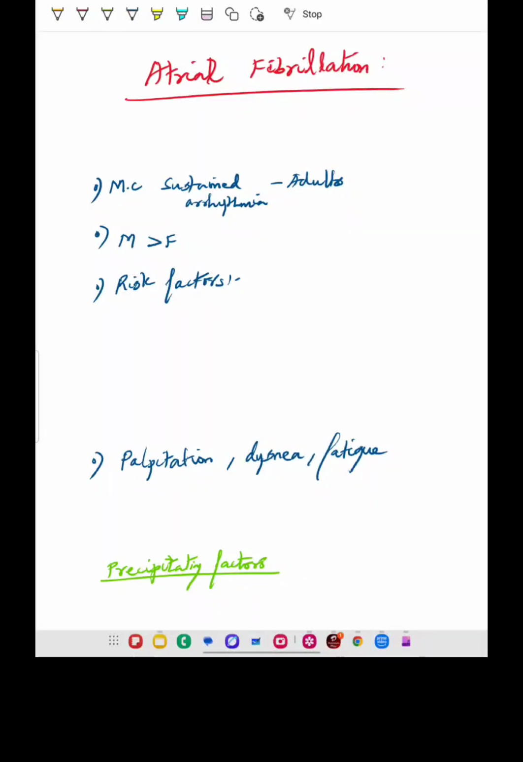Okay, now let's learn about atrial fibrillation. Atrial fibrillation is the most common sustained arrhythmia in adults, and it occurs more commonly in men than in women. What are the risk factors for atrial fibrillation?